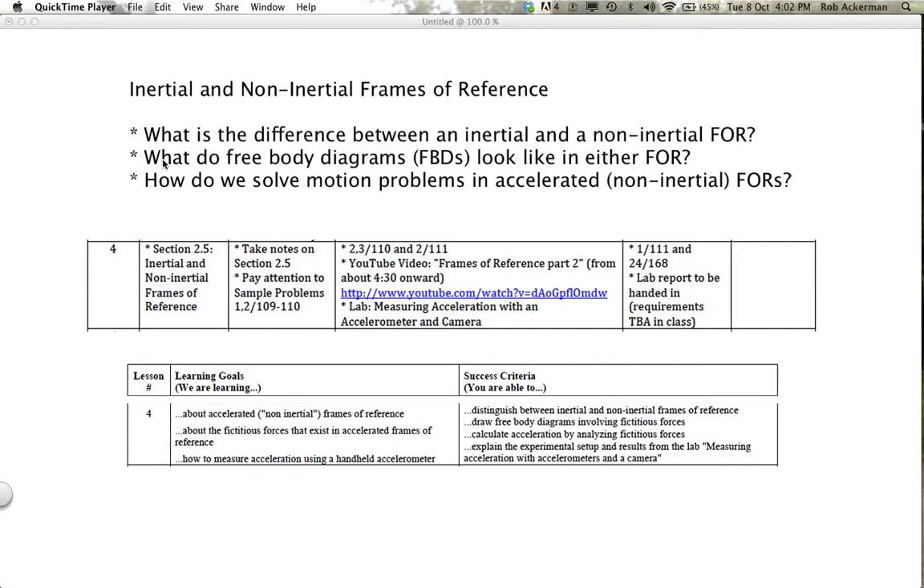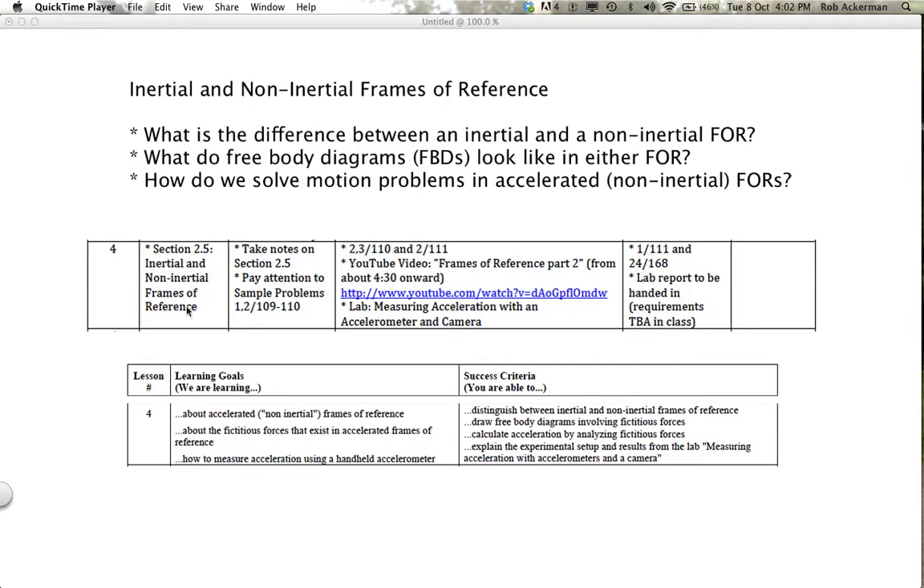The topic of today's video is inertial and non-inertial frames of reference, and we're going to be finishing up the chapter with this lesson. If you take a look in the homework schedule, you'll see we're in lesson 4 right now. The section in the textbook, Physics 12 by Nelson, is inertial and non-inertial frames of reference.